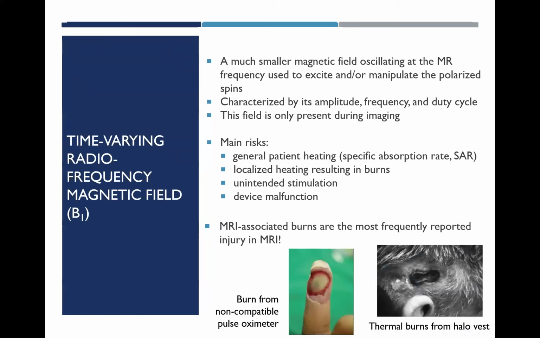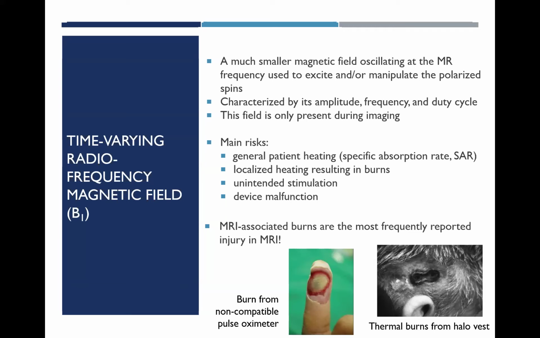Now, the time-varying radiofrequency magnetic field, or the B1 field, is a much smaller magnetic field oscillating at the MR frequency, and it's used to excite or manipulate the polarized spins. These fields are characterized by their amplitude, frequency, and duty cycle. But this field is only present during imaging.